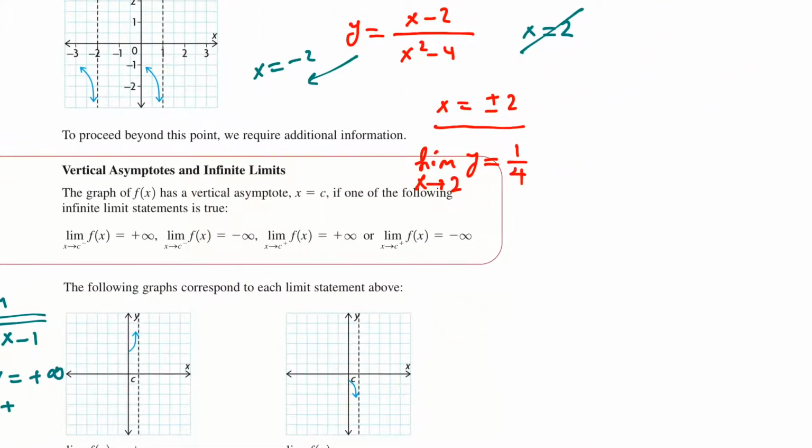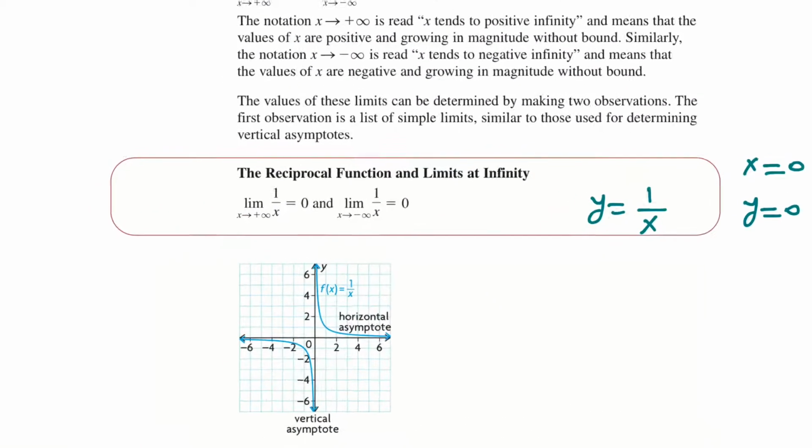One more time, if we consider the limit of y equals x minus 2 over x squared minus 4 as x approaches 2, it is not infinity, it is 1 over 4. Therefore, x equals 2 is not the vertical asymptote of the function. Whereas as x approaches negative 2, from the right side, the limit is positive infinity, and from the left side it is negative infinity. Therefore, x equals negative 2 is the vertical asymptote of the function.